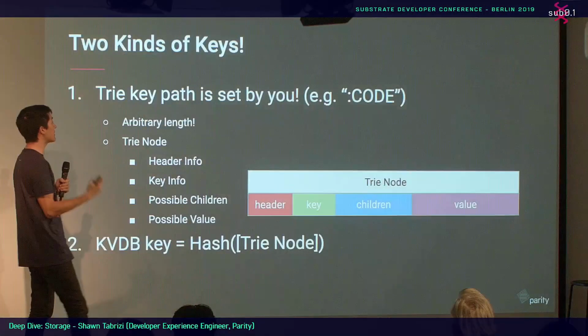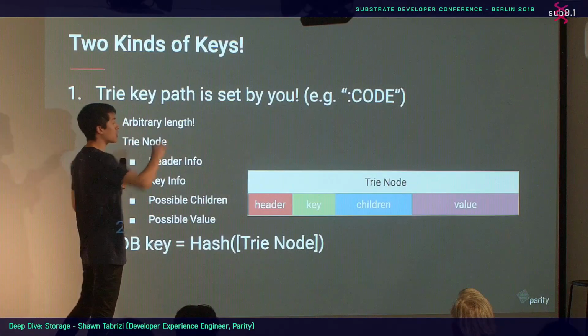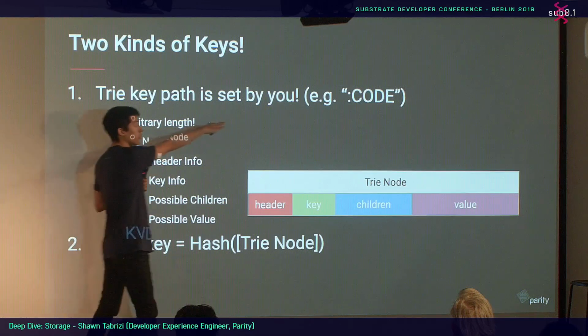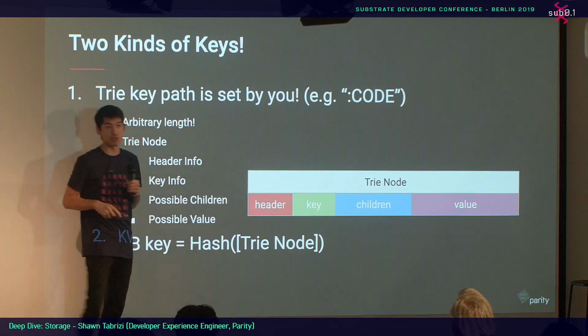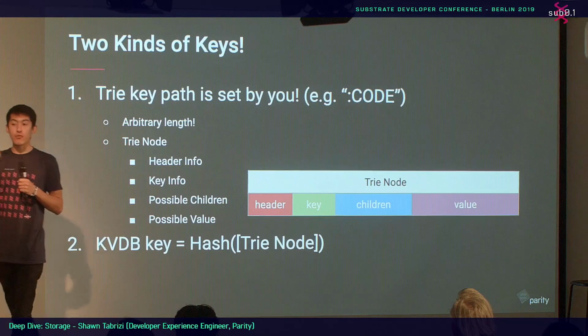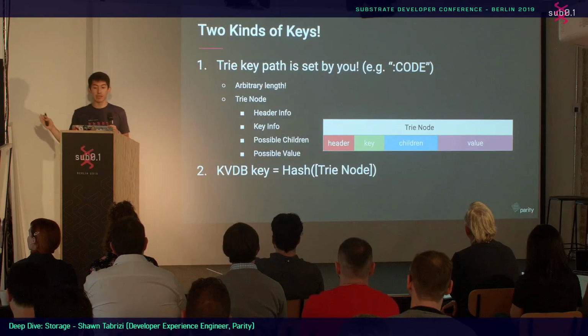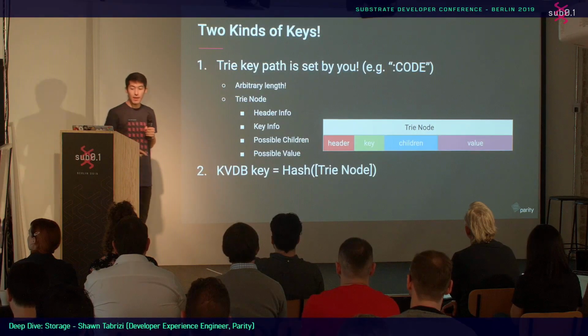And so ultimately there's two kinds of keys. This is the big takeaway. There's two kinds of keys here. There's the tree key path, which is set by you. This is something like the code. This is where the Wasm blob for the runtime is stored. And you have full control over the arbitrariness of the key, the length, all that kind of stuff, right?